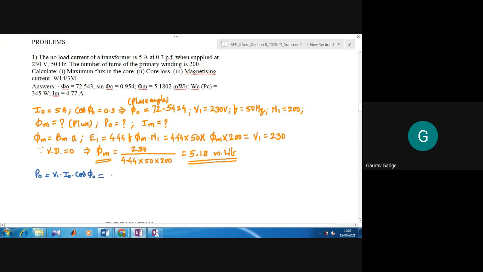So V1. Now what is the value of V1? It is 230. What is the value of I naught? Do we have I naught given? Yes, it is 5. Do we have cos of phi naught? Yes, power factor 0.3. Don't you think this is very very simple? और ये अगर numerical आ जाता है ना, तो like within 30 seconds you can solve the numerical. So the value is 345 and its unit is in watts. And this is nothing but the core loss.